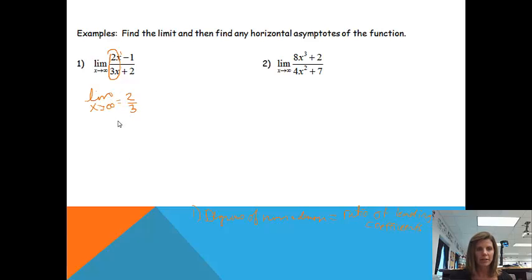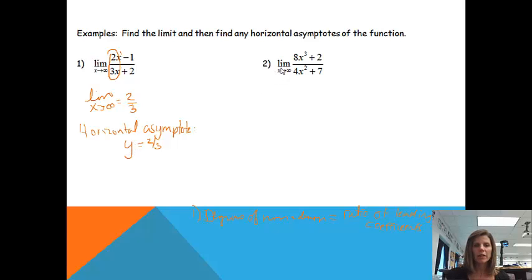That's all you have to do for that. Okay, and then it said to find any horizontal asymptotes. Since the limit as x approaches infinity was equal to 2/3, we know that there will be a horizontal asymptote, and that horizontal asymptote will be the line y = 2/3. Remember, we write it as y equals because it is actually a horizontal line.